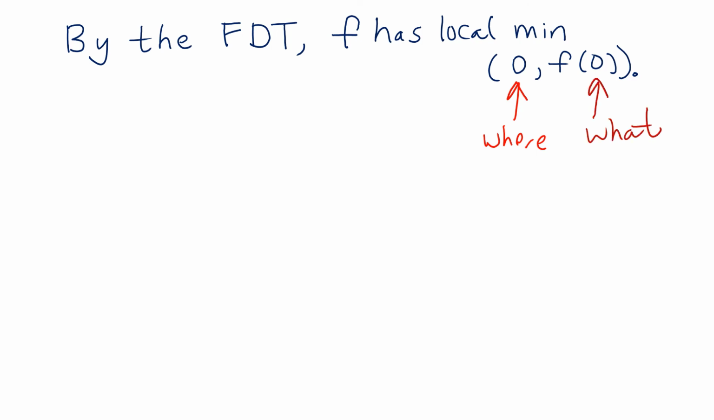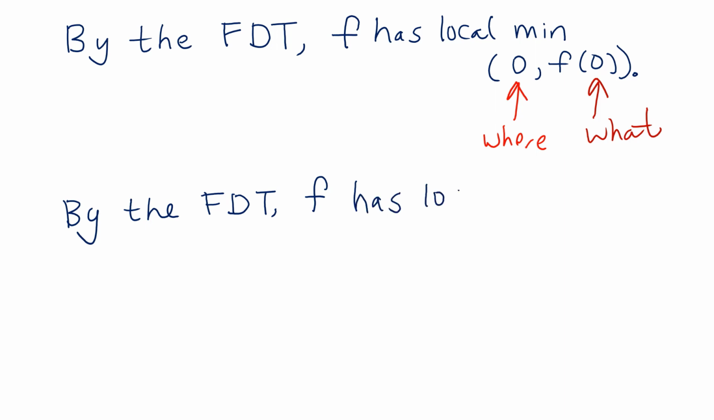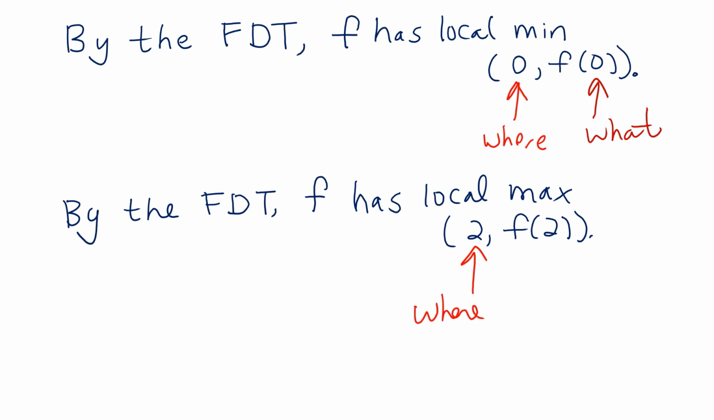Let's write this for the local max as well. By the first derivative test, f, not the derivative, f, the function has a local max, and the ordered pair would look like 2, and the function evaluated at 2. And let me stress again, 2 is where the max happens. F of 2 is what that function value is.